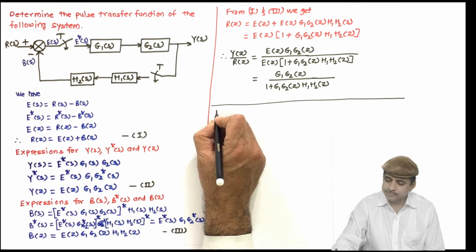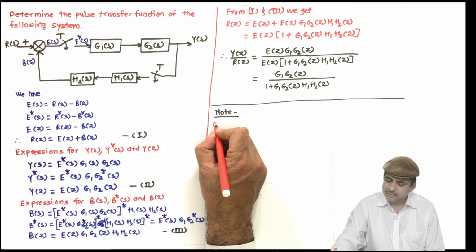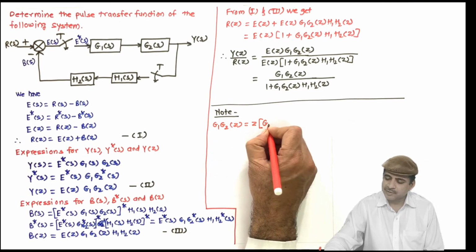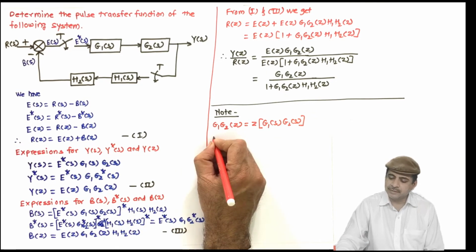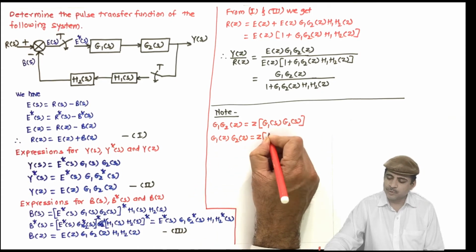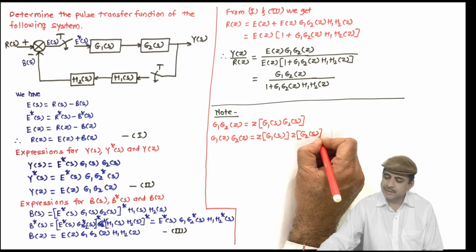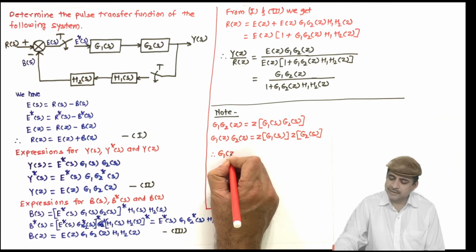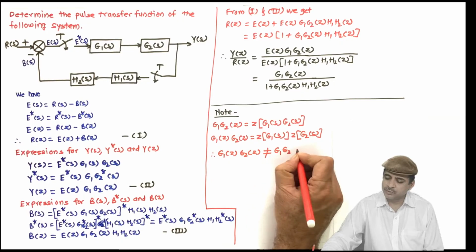So I will just make a note for your reference. G1G2(z) is equal to the Z transform of G1(s) into G2(s), and G1(z) G2(z) is the Z transform of G1(s) into the Z transform of G2(s), and these two are not the same. We have seen it in the previous class. That is, G1(z) G2(z) is not equal to G1G2(z).